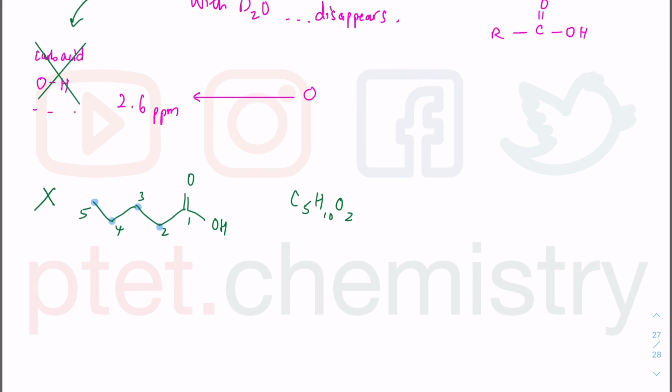I can be a little bit cleverer because I see there's a doublet and a doublet. What does a doublet actually mean? A doublet means I have one neighboring proton.